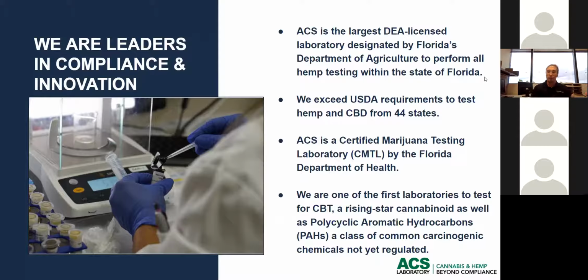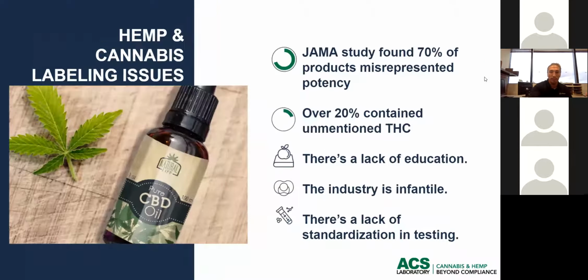And we're one of the first laboratories to start testing for CBT, which is a new upcoming cannabinoid that there's starting to be more and more research on. We also developed our own polycyclic aromatic hydrocarbon test, which is a known carcinogen created through extraction processes, heating, things like that. So we're constantly looking at new ways to build on our testing practices, build new testing options, and really help our clients stay above that compliance that they want to stay in front of.